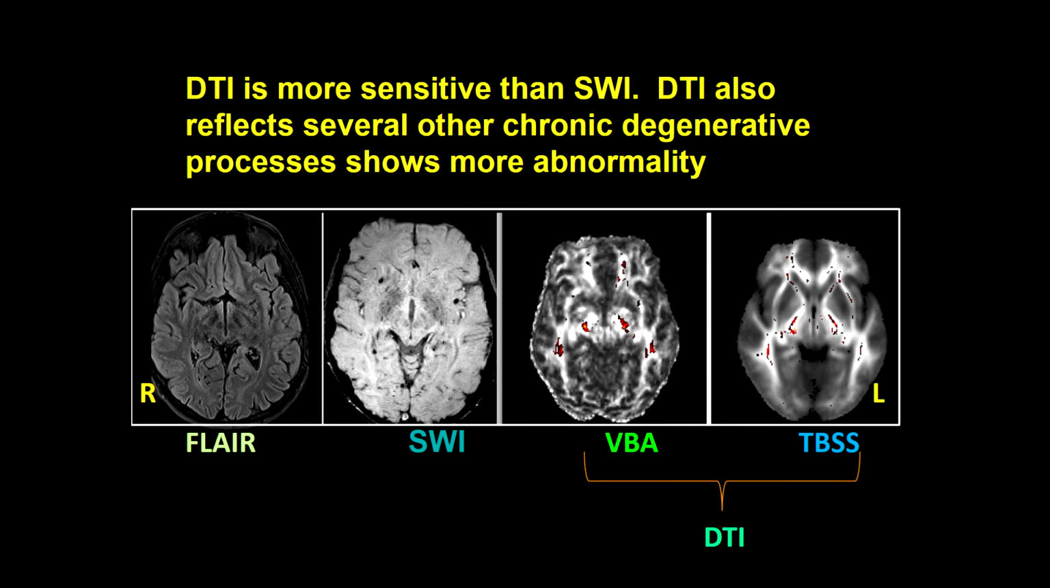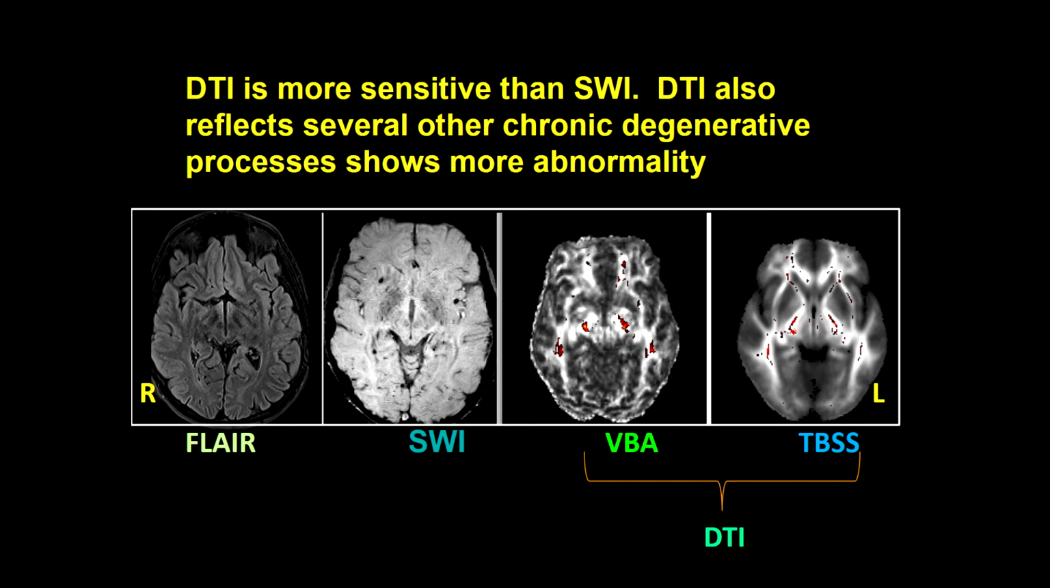DTI generally is more sensitive than SWI. DTI also reflects several other chronic degenerative processes. So what we're saying here is that SWI and DTI are complementary methods. They're not imaging the same source of contrast. One is looking at hemorrhage, and the other is looking at abnormalities in the white matter that can occur as a consequence of a number of different processes.